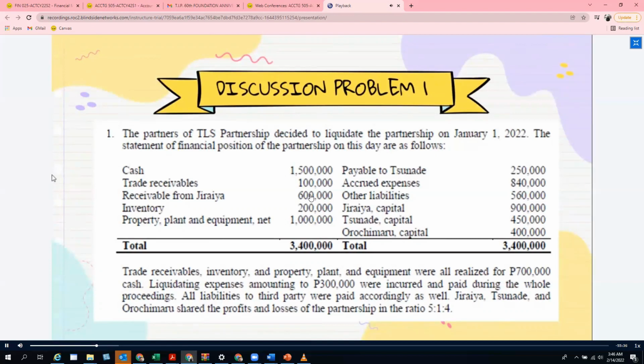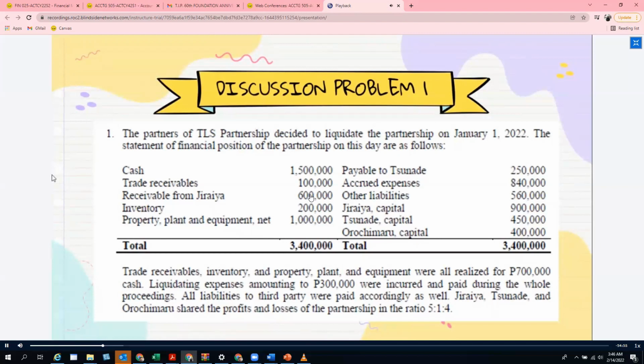No? So trade receivables, inventory, and PPE were all realized for 700,000 cash. Liquidating expenses amounting to 300,000 were incurred and paid during the whole proceeding. So liquidating expenses, basically these are out of pocket costs, no, to liquidate the partnership. Ano yung mga example nito? Say for example, you're going to list your assets in the marketplace. Of course, you have to pay for those costs, no? So in general, we call it liquidating expenses, no?